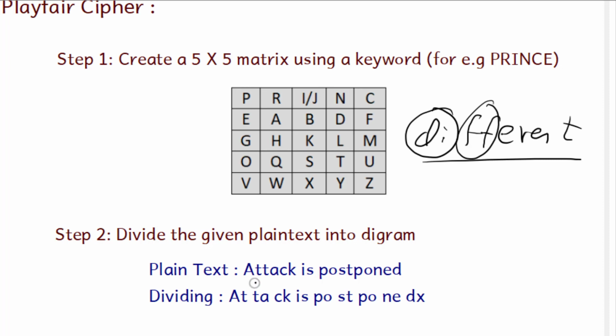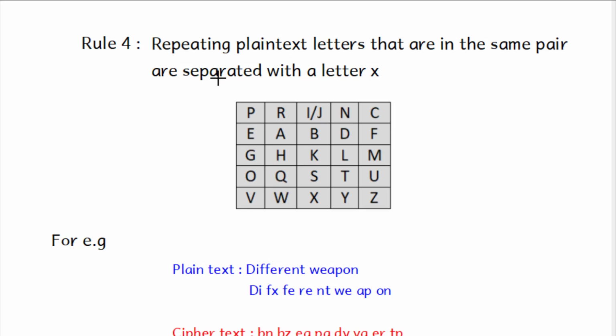Now take care: in ATTACK, when we make the pair, the two T were together, but while making the pair they are separate, so no need to do anything there. But in this case, when we separate them, the F's will come together, so we need to insert a bogus character here. Okay, so we must take care about that. Even if there are two repeated alphabets coming together, we do that.